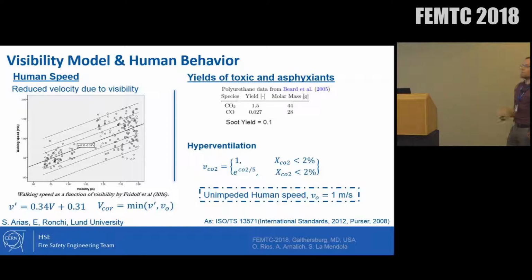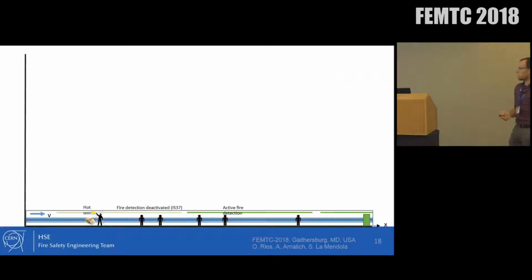So we also set this hyperventilation term, which means that you breathe more when there is too much CO2, and we set an imparted human speed of 1 meter per second that was reduced according to visibility.